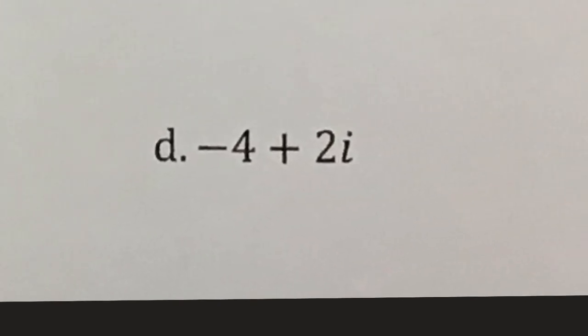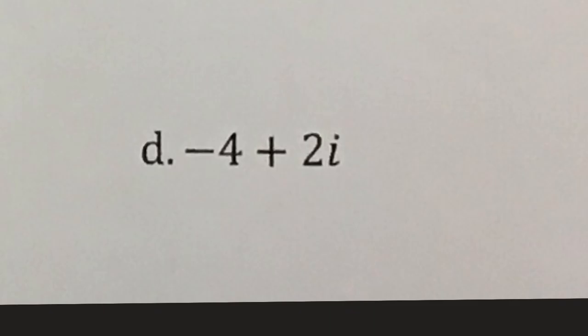Negative 4 plus 2i has a conjugate of? Negative 4 minus 2i. In unison. Brilliant, right? That's what a conjugate is. All of these complex numbers always have a conjugate. Okay? They always have a conjugate pair. They always come in pairs.